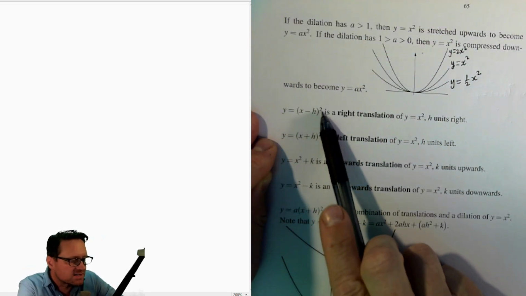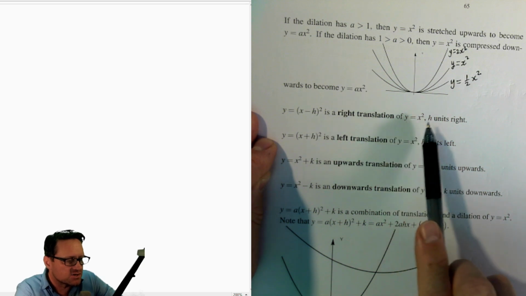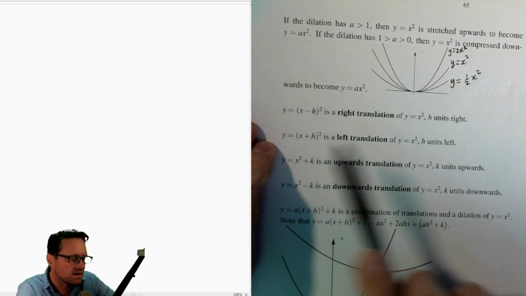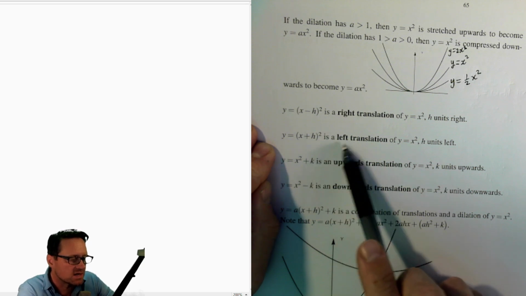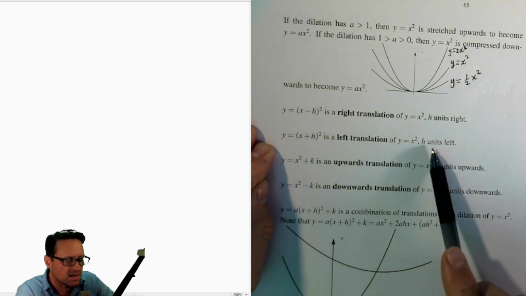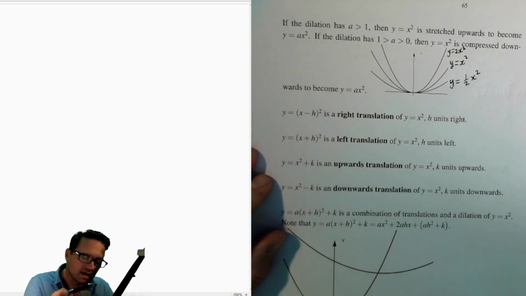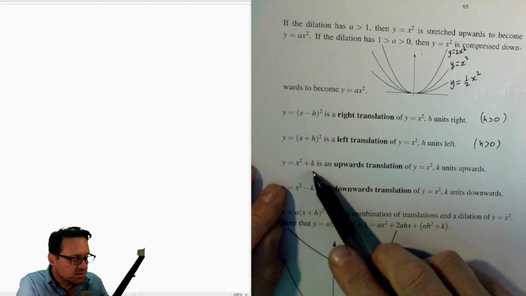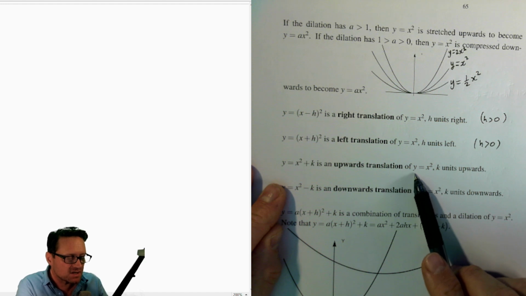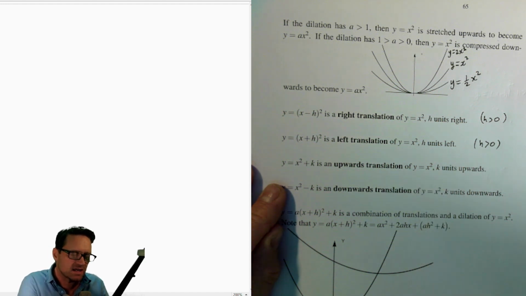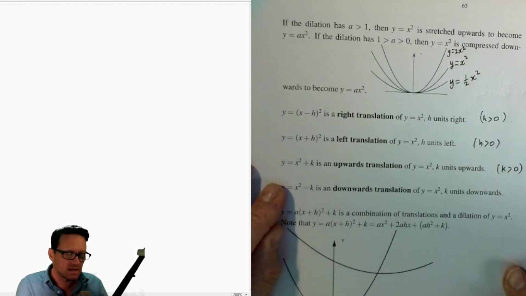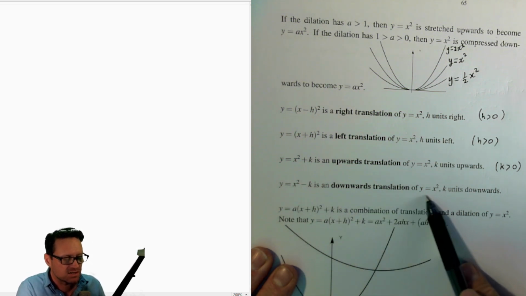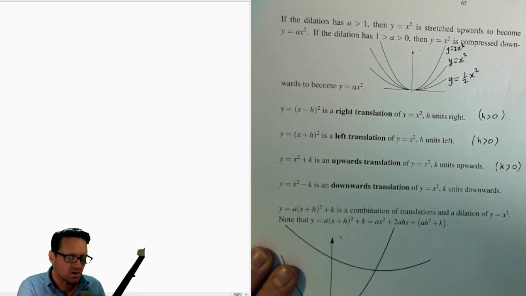y equals (x minus h) squared is a right translation of y equals x squared. So we've discussed this earlier, h units to the right. y equals (x plus h) squared is a left translation of y equals x squared, h units to the left. Okay, again, we are assuming in this case that h is positive. y equals x squared plus k is an upwards translation of y equals x squared, k units upwards, where again we're saying k is positive. y equals x squared minus k is a downwards translation of y equals x squared, k units downwards, again k is positive.